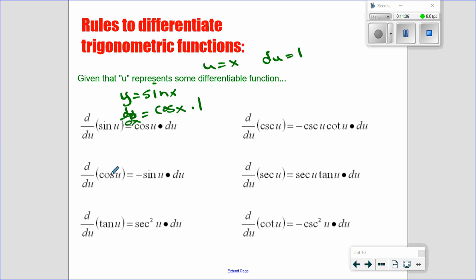Okay, and maybe a couple of these. Tomorrow I'll do one that involves the others.